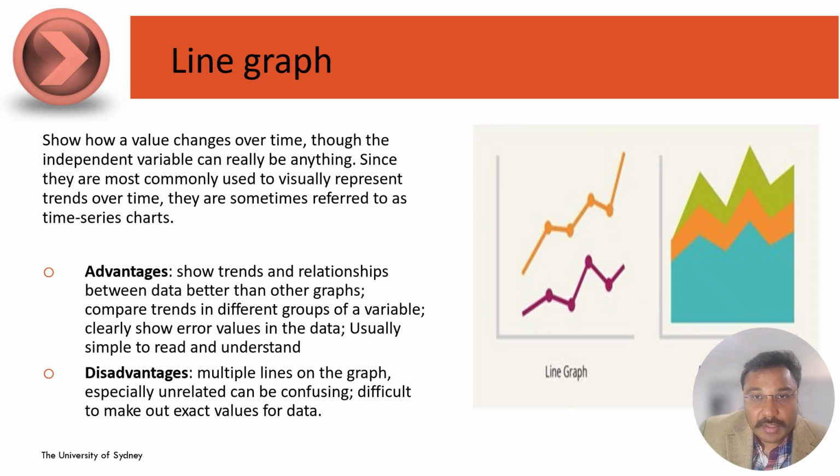One major advantage is that they clearly show relationships and trends between data points. They also allow comparison of multiple groups, for example, comparing performance across teams over time. However, line graphs can become confusing if too many lines are added, especially if they are not clearly related. Also, it can be difficult to identify exact values from the graph. Despite these limitations, line graphs are one of the best tools for tracking trends and changes over time.